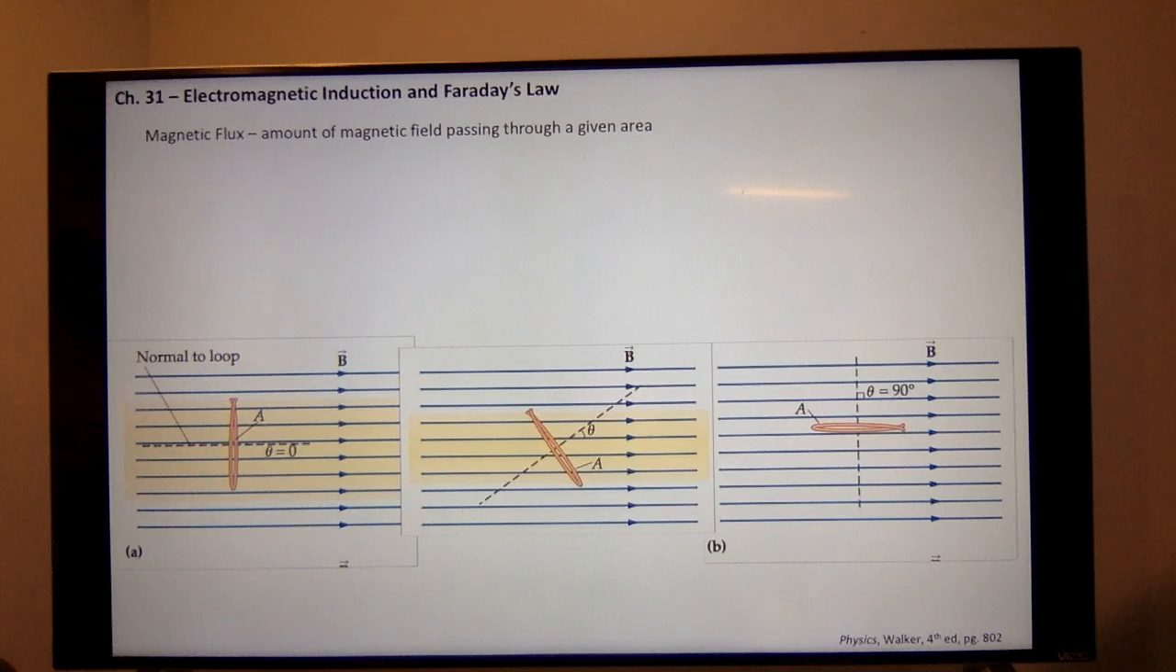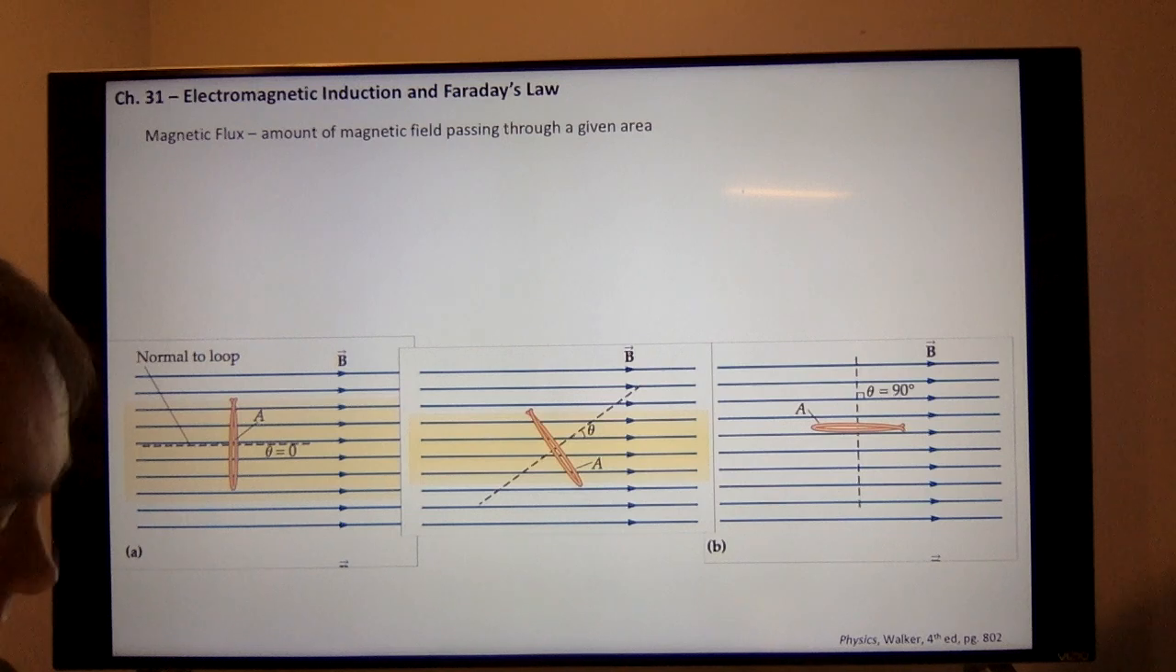So, Chapter 31. We are going to be talking about Faraday's law primarily, but before we can do that, we have to introduce this concept of magnetic flux. You may remember electric flux, where we talked about how much electric field passes through a given area. Magnetic flux is about how much magnetic field passes through a given area.